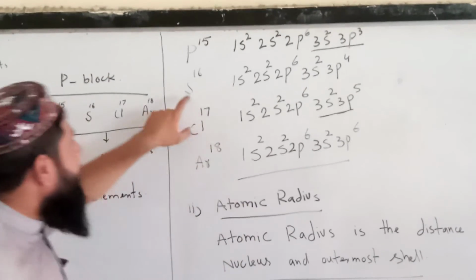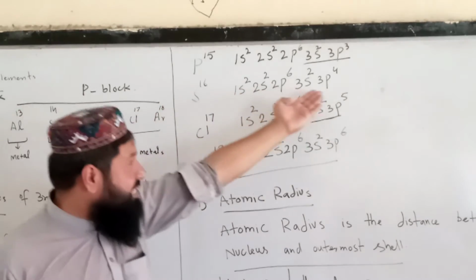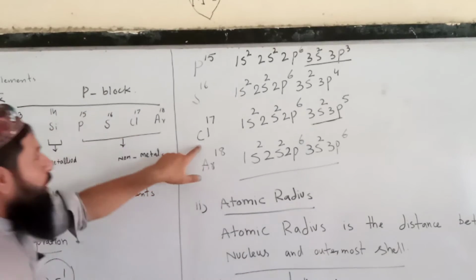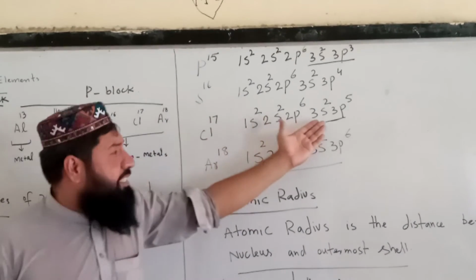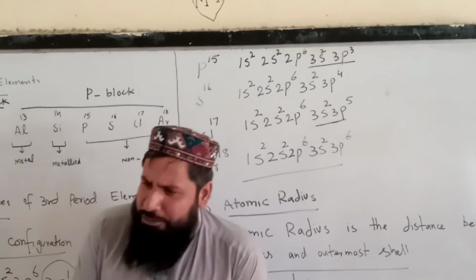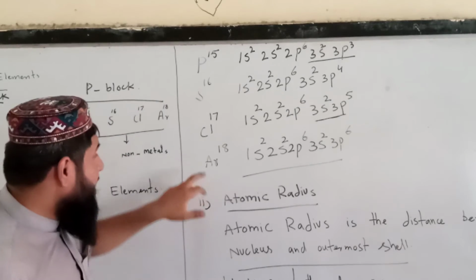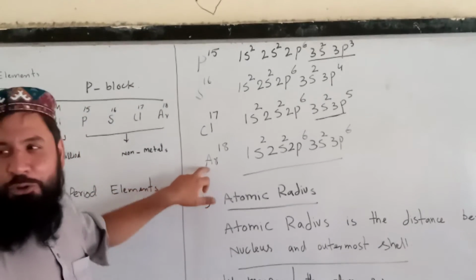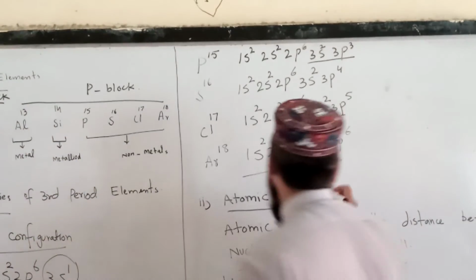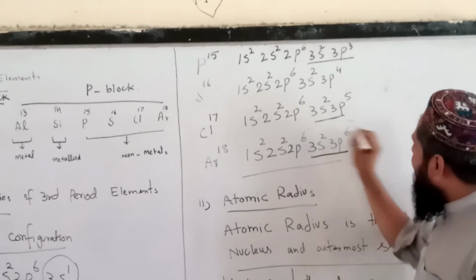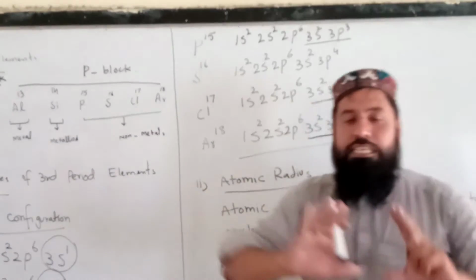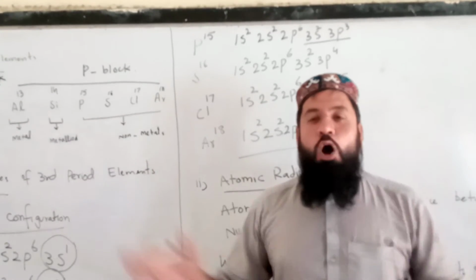A group. This is the sulfur. Sulfur contains 6 electrons in its outermost shell. This is in the 6th group. Chlorine has 7 electrons in the outermost shell. That is the reason it belongs to the halogen family, the 7th group. And this is the argon. You know the outermost shell of argon is completed. Its outermost shell is 3s and 3p. It has 8 electrons, so it has completed its octet.